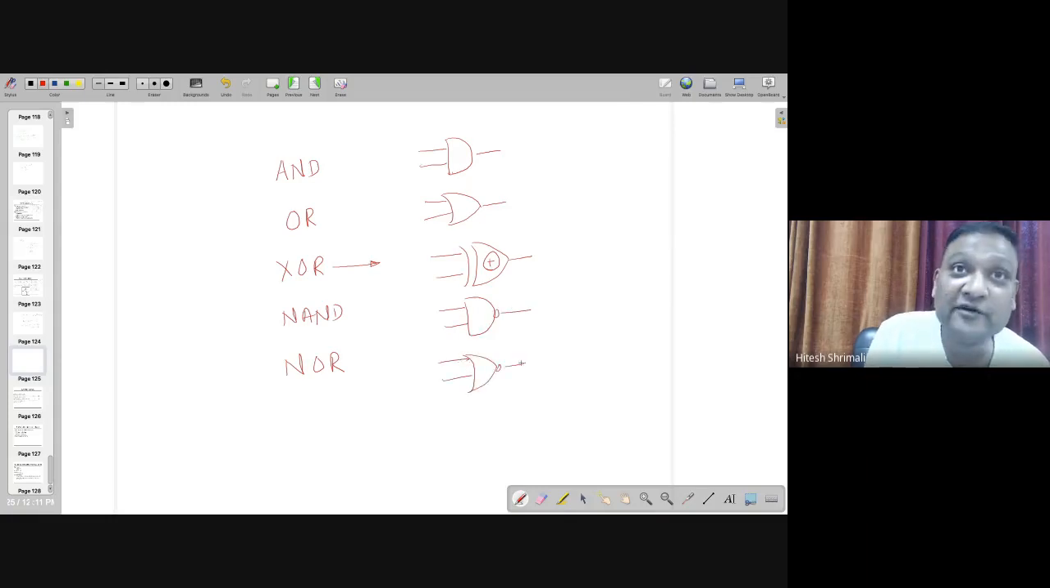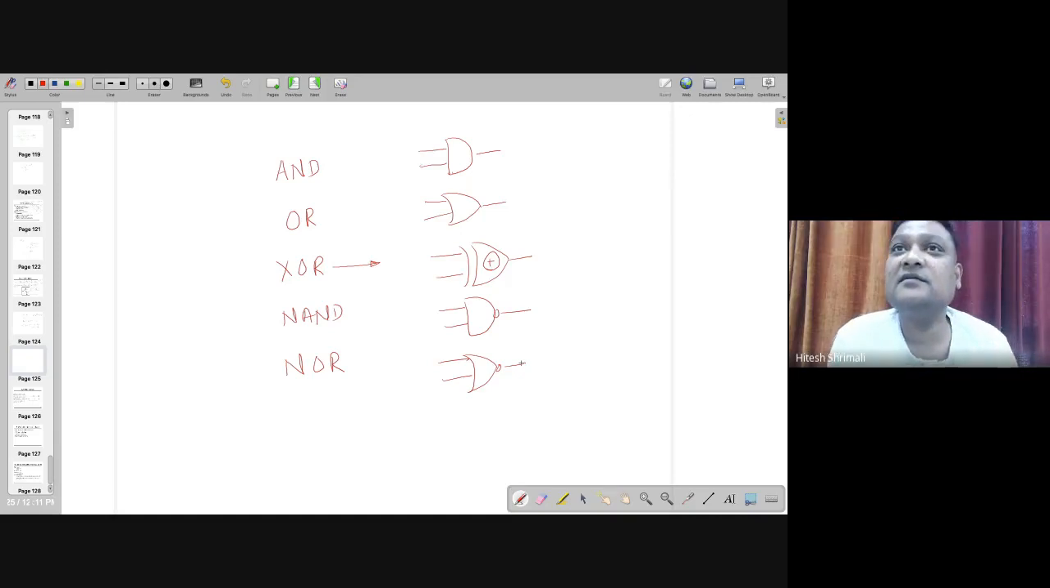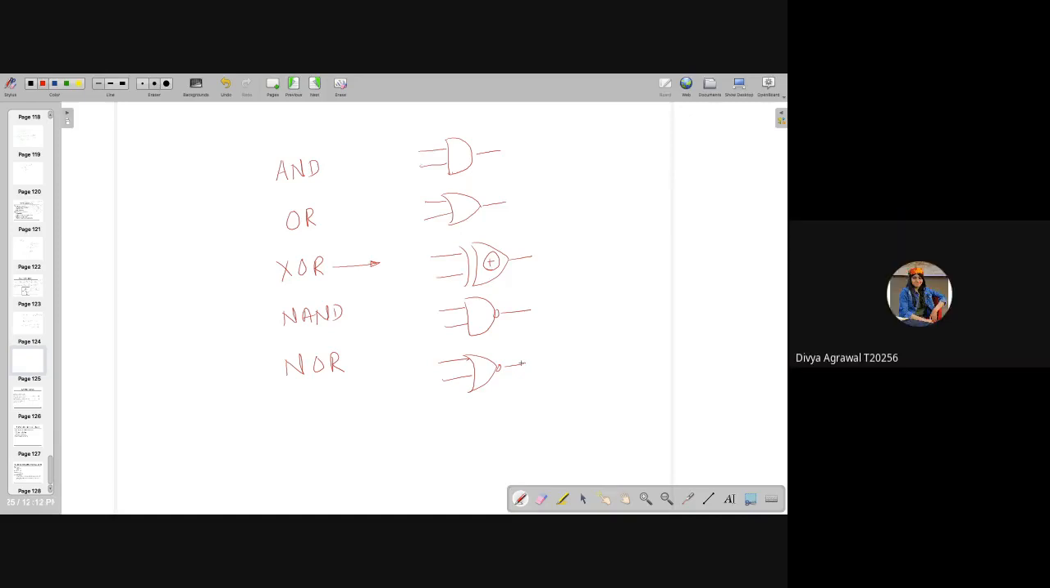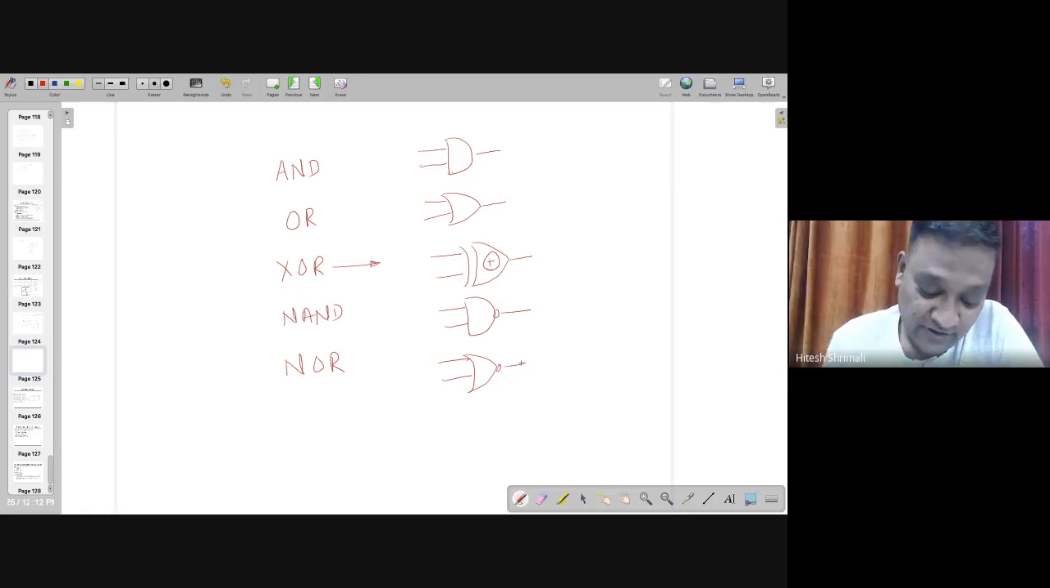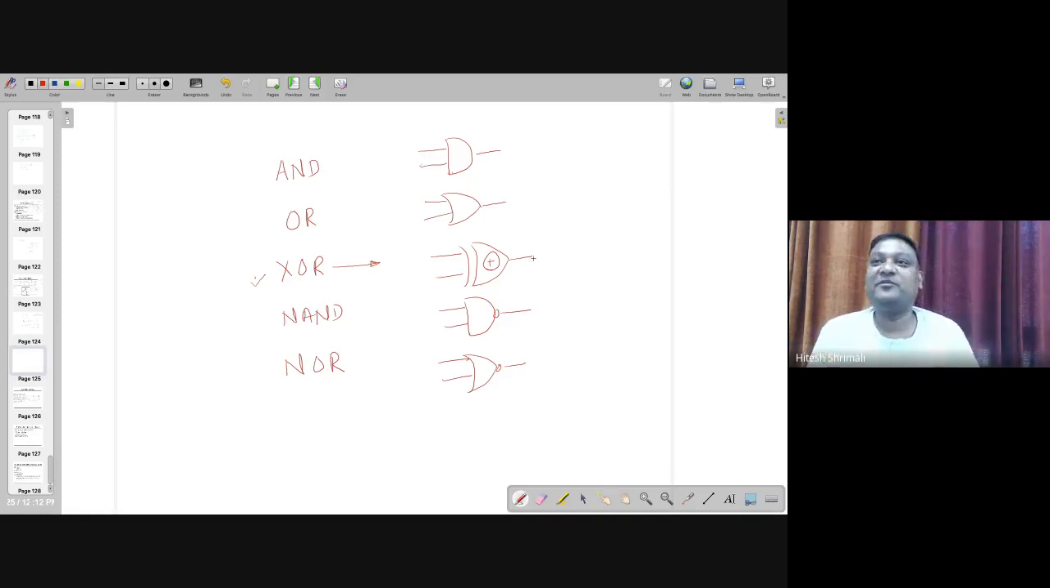By the way, who gave this answer? Divya Agarwal. Divya, your answer is correct, but your reasoning is wrong. Sorry, sir. No, not sorry. You can think about something else. Let's say all have the same number of inputs. You are in the right direction. Others can also answer.